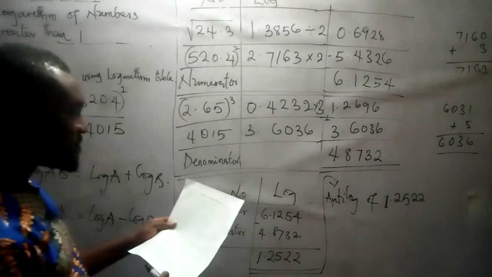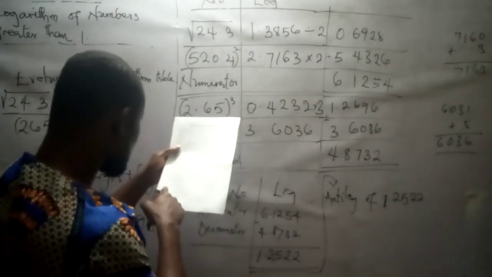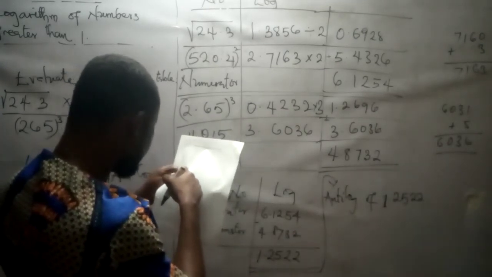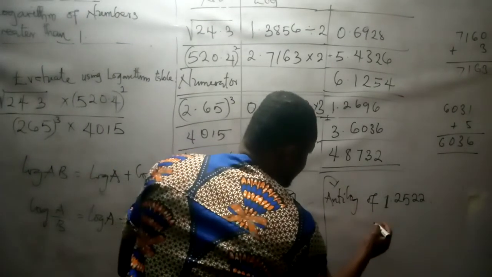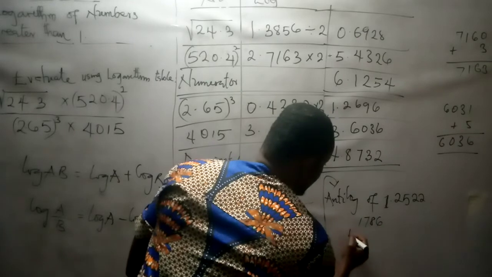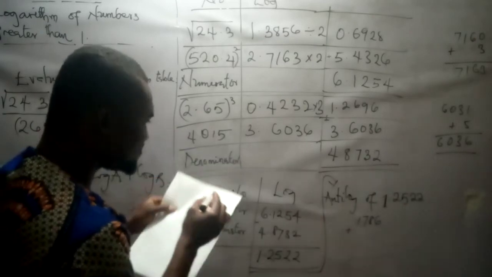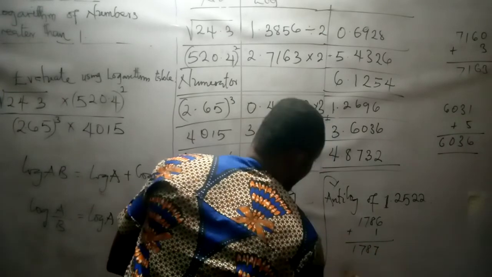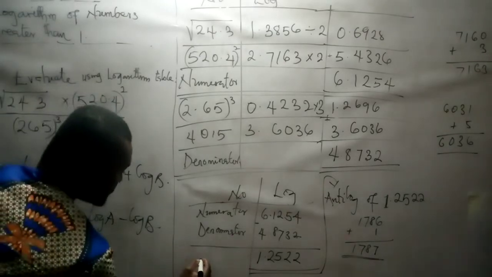Now, from our anti-log table, we have 25 under 2. 25 under 2 will give us 1786. Then plus difference of 2. Now, trace it to difference of 2. The difference of 2, we have 1. If you add it up, we have 7, 8, 7, 1. Then we have this.